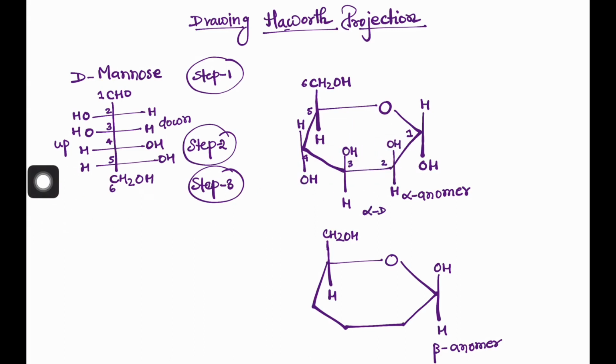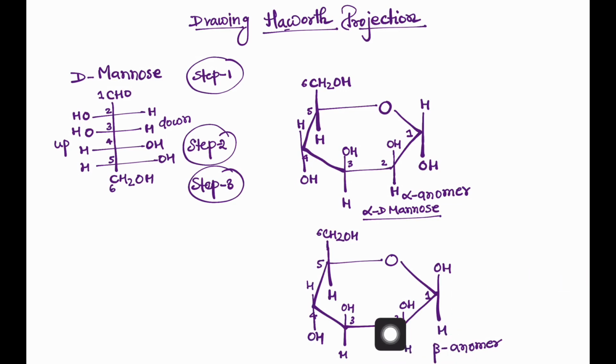This is alpha D-mannose. Now, what about beta D-mannose? Everything will be the same because they are anomers. Only the position of the OH on the anomeric carbon changes. Whatever the configuration, the rest of the carbons remain the same, only the first anomeric carbon changes. That's why they are anomers of each other. So this is the beta anomer. That's all about this, we have learned how to draw a Haworth projection from the Fischer projection for an acyclic aldohexose. Thank you.